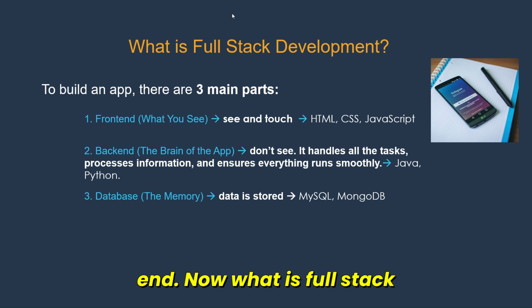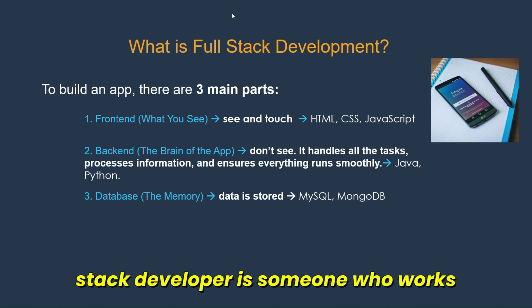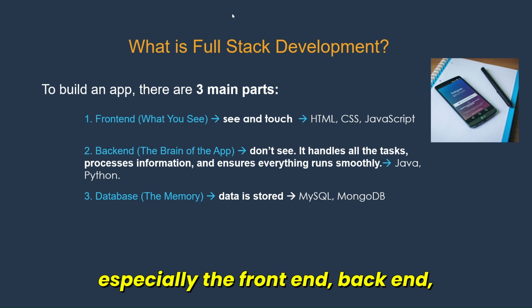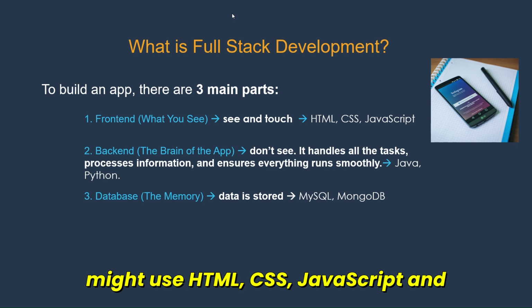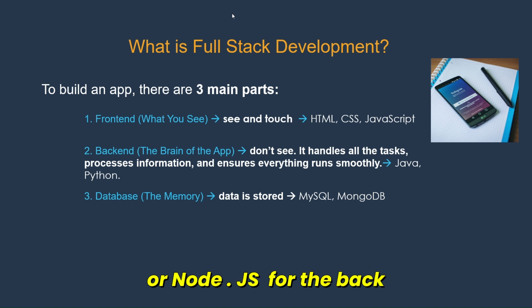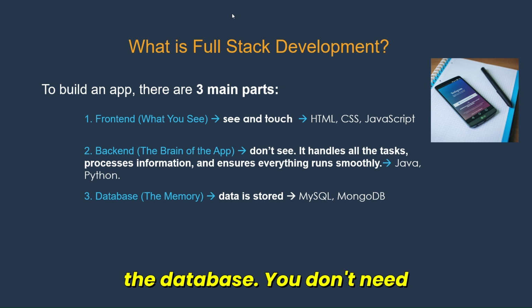Now what is a full stack developer? A full stack developer is someone who works with different layers of an application, especially the frontend, backend, and database. For example, a developer might use HTML, CSS, JavaScript, and React for the frontend, Java, Python, or Node.js for the backend, and MySQL or MongoDB for the database.